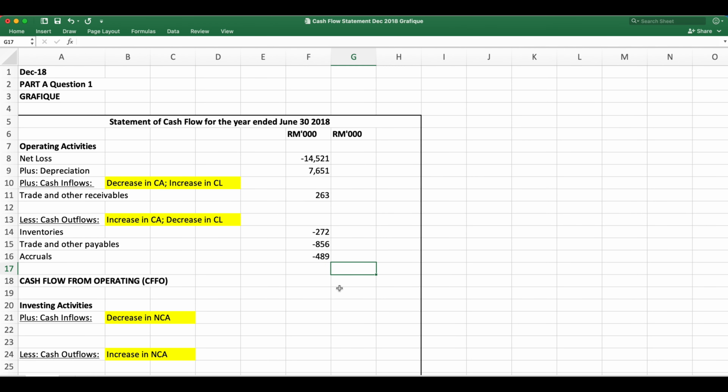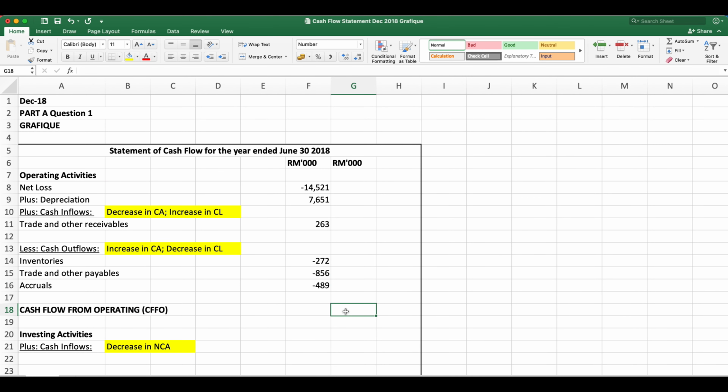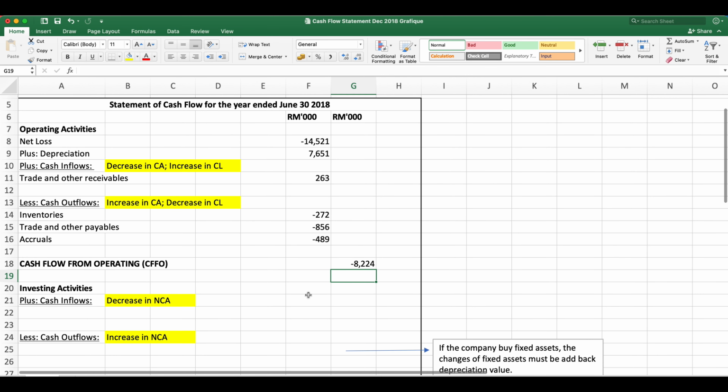All right, I'll total up this cash flow from operating here. Okay guys, so to total up, the cash flow from operating is equal to the sum of all of this cash flow. Okay, and then enter. So we get the cash flow from operating, CFFO, is negative 8,224. Alright, so next let's continue with the investing activities.